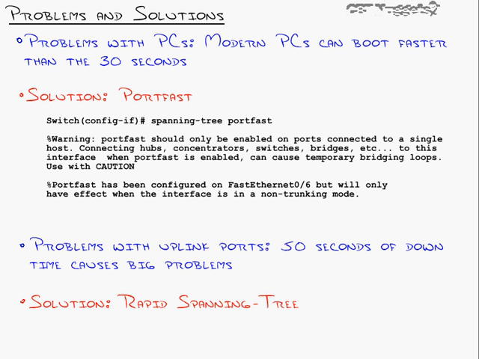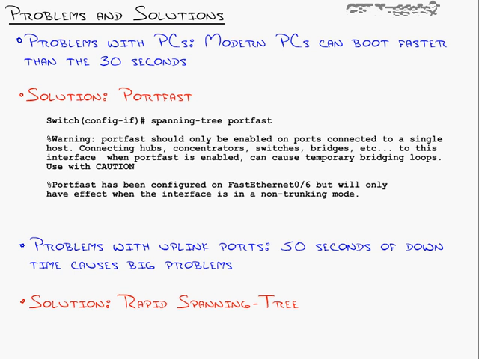These spanning tree delays cause two problems in our network. Number one is the problem with PCs. Modern PCs can boot faster than 30 seconds, meaning if you get the killer laptop or brand new desktop, it's going to be able to outboot the timer for spanning tree. So the port won't be active when the laptop is ready to go. Now it seems like a simple problem. It's like, well, wait 30 seconds before you surf the internet or something, right?